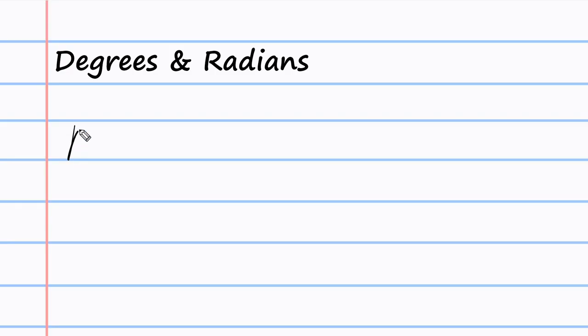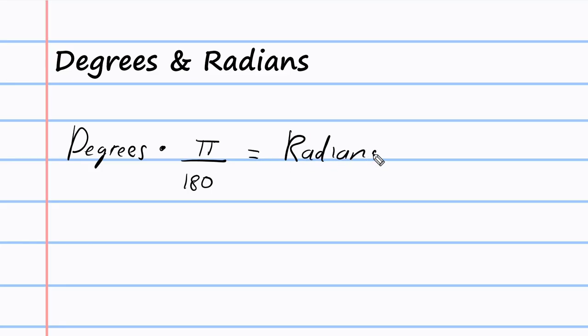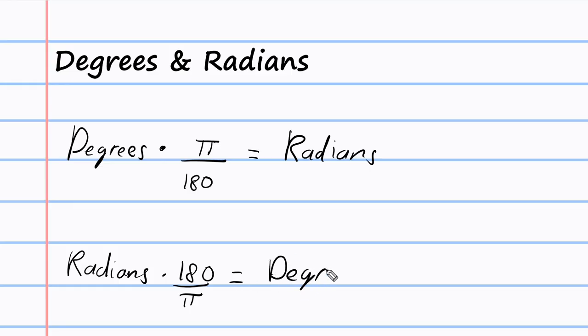So for degrees, from degrees to radians, you multiply the number of degrees with pi divided by 180, and then you get the total number of radians, or the angle in radians. And you can do the opposite, where you multiply radians with 180 over pi to get degrees. So that's just how you convert from degrees to radians and radians to degrees.